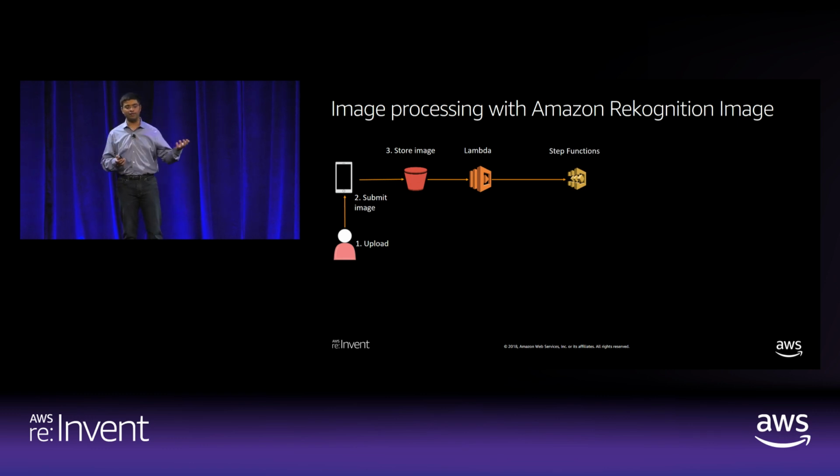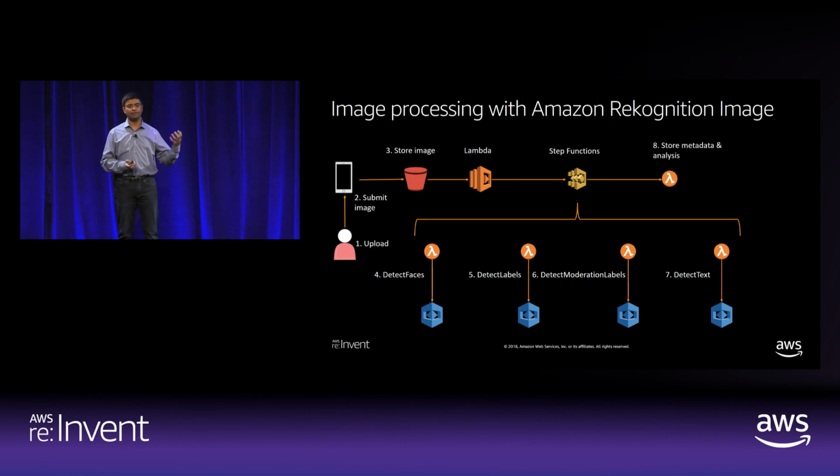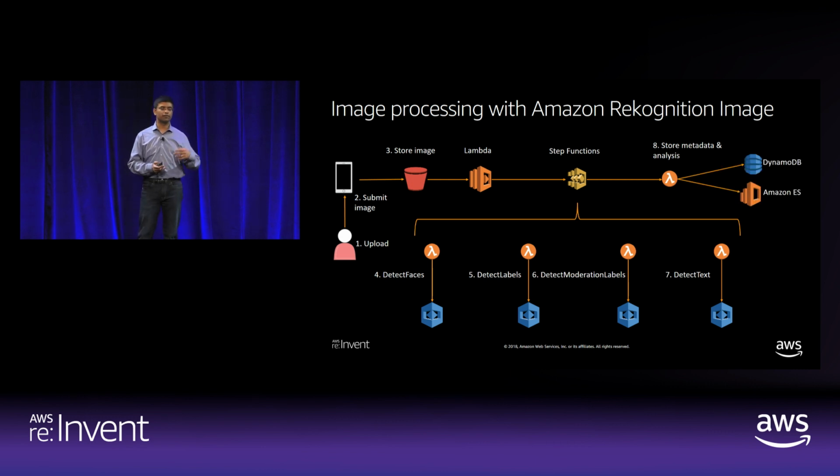This orchestrates multiple APIs, such as Rekognition to label the images based on content inside the images, to detect moderation labels. Is the content mature content? Should we have it published at all? And things like text. So the end result of all of that is that we have that metadata or information written to DynamoDB as well as Elasticsearch. So when your users come in and say, give me all the images with bicycles in them, they can get that results back really quickly.